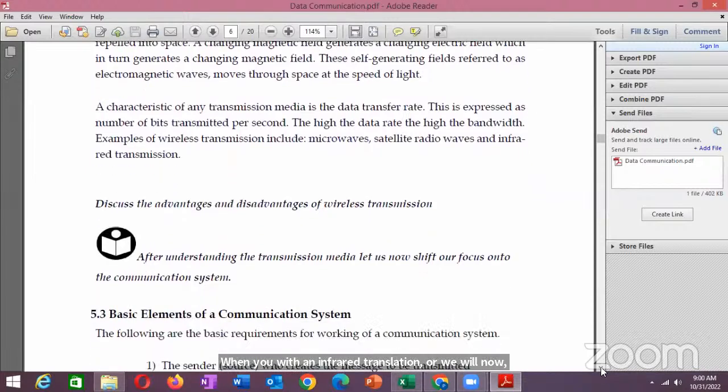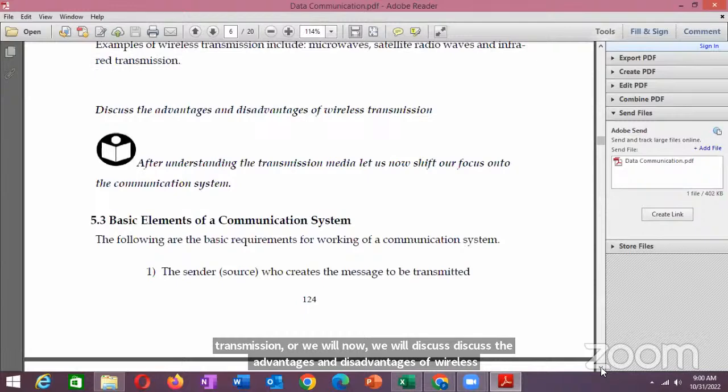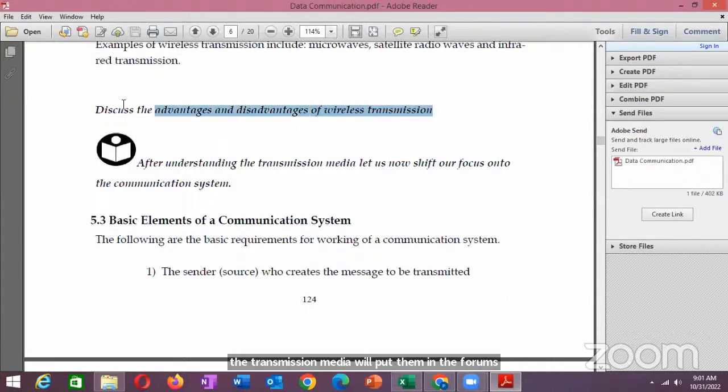We will discuss the advantages and disadvantages of wireless transmission. That one we'll put as a discussion so that you can be able to discuss. After understanding the transmission media, we'll put them in the forums, so you know that we are going to discuss this in the forums and get to understand.